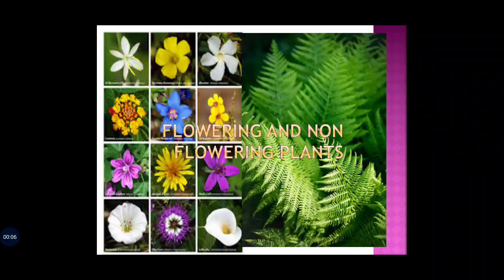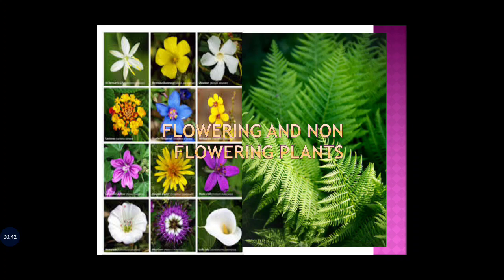Today we are going to discuss flowering and non-flowering plants. In the previous modules, we have already discussed the classification of plants on the basis of their appearance. Appearance, that means for how long they appear, or their life cycle. And today we are going to discuss classification only, but on the basis of which plant gives flower and which plant does not.